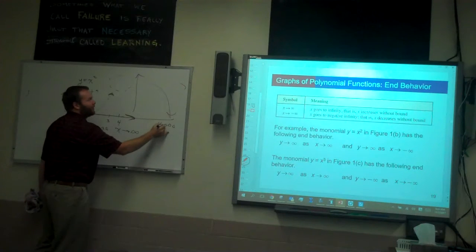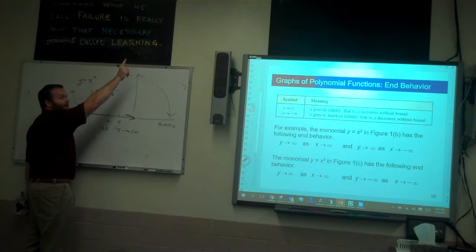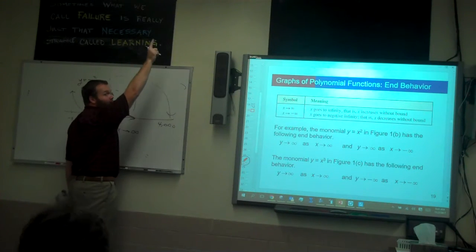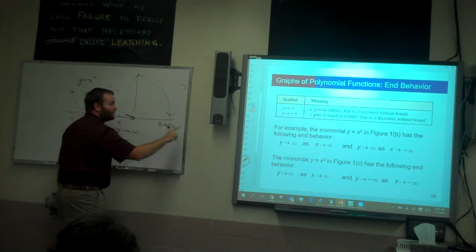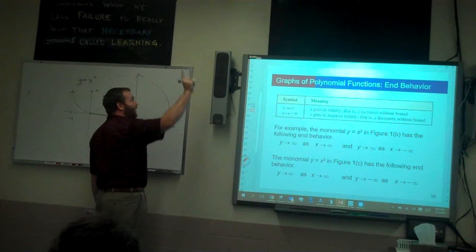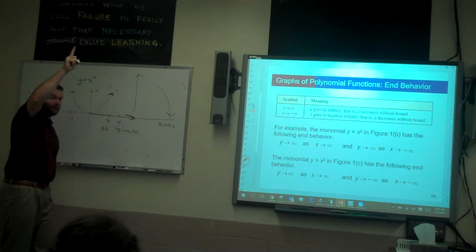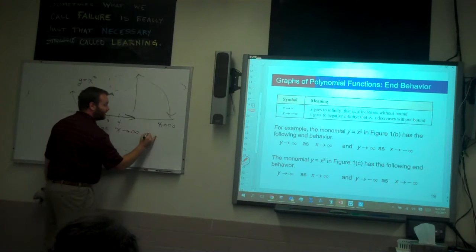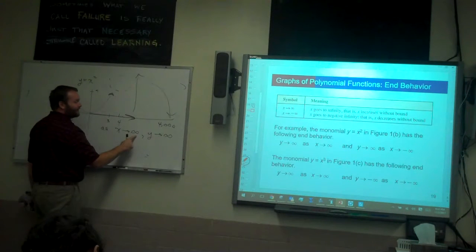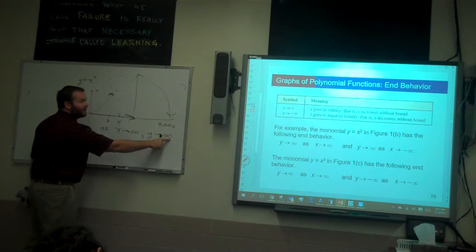If I go out to 4,000, my y value would be really big, right? If I go out to 5,000, my y value is even bigger. So as x is going to larger x values, what is y doing? Going to larger y values, right? So it's approaching infinity. So as x approaches infinity, y approaches infinity as well.